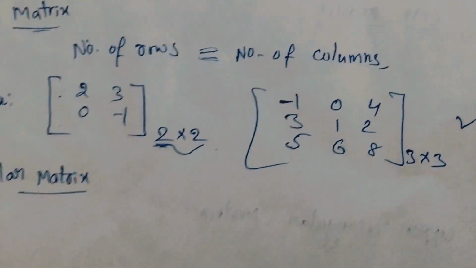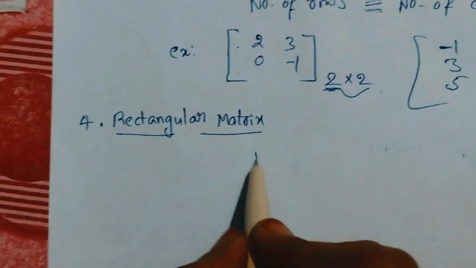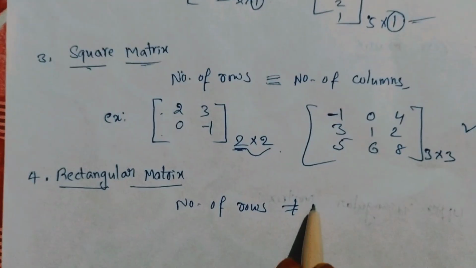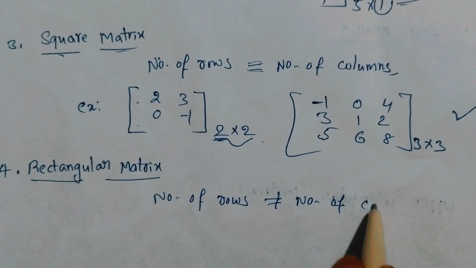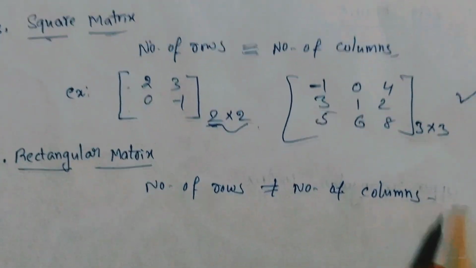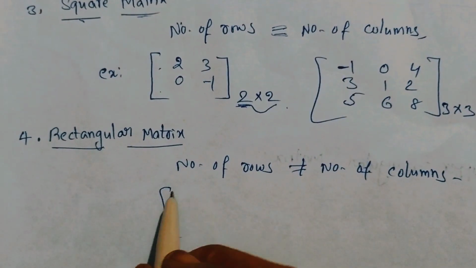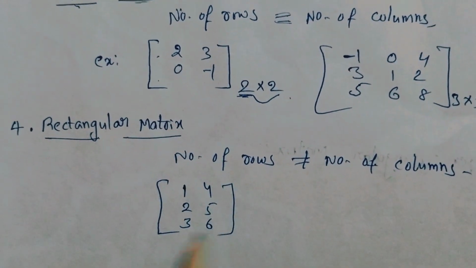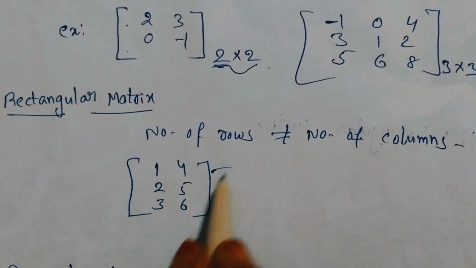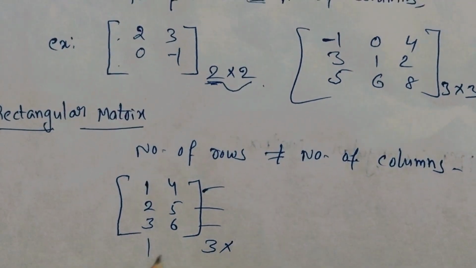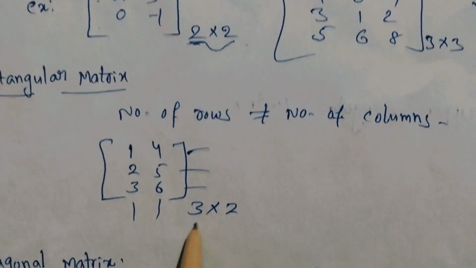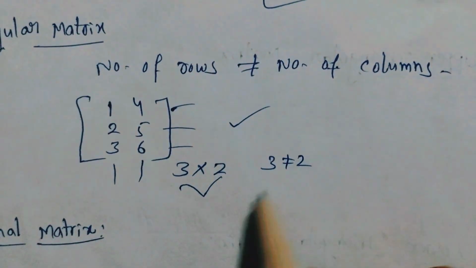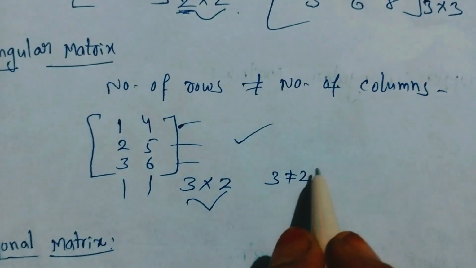Okay. And the rectangular matrix is the fourth one. Here the number of rows is not equal to the number of columns. Simply, for example, 1, 2, 3, 4, 5, 6. How many rows here? 3 rows. How many columns? 2 columns. So these two are not equal. So this is called a rectangular matrix. The number of rows is not equal to the number of columns.